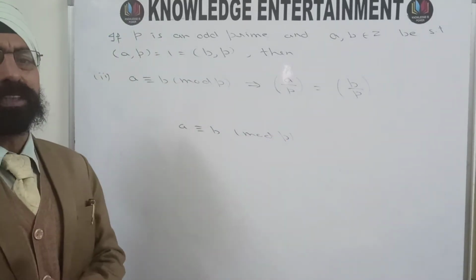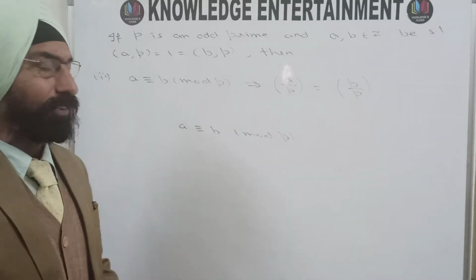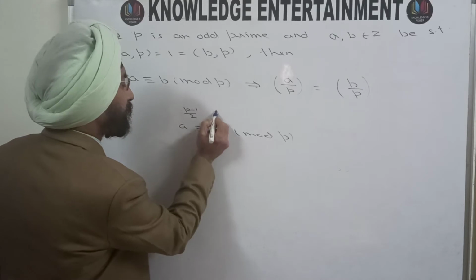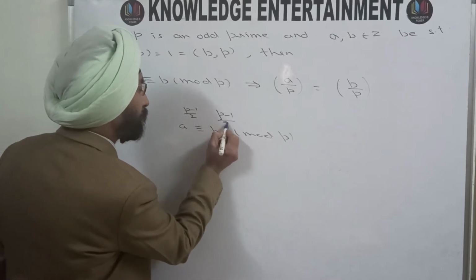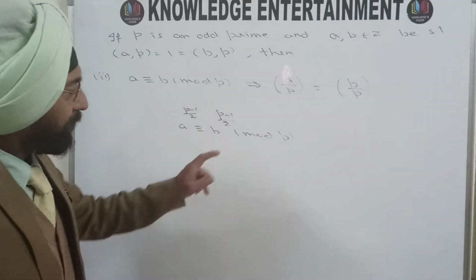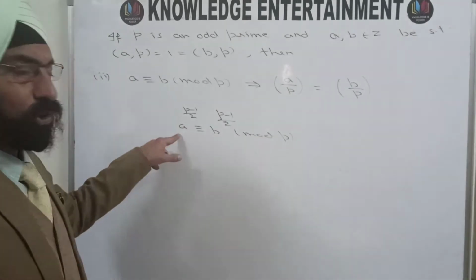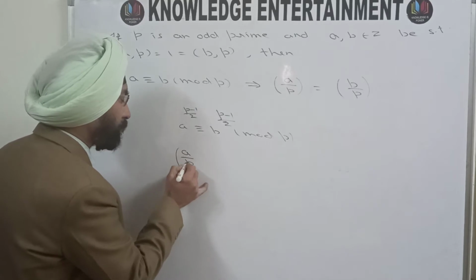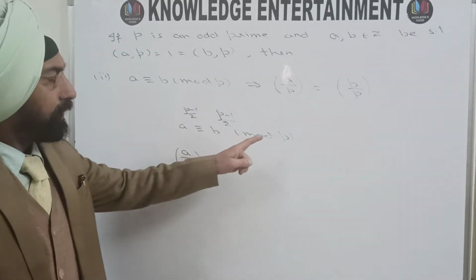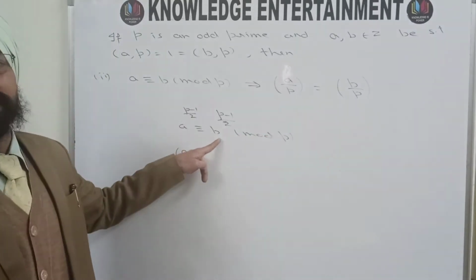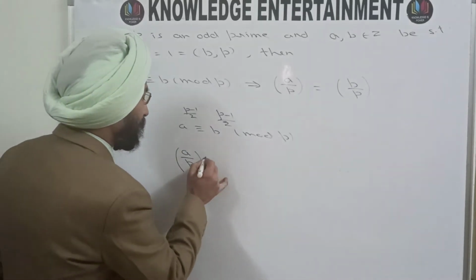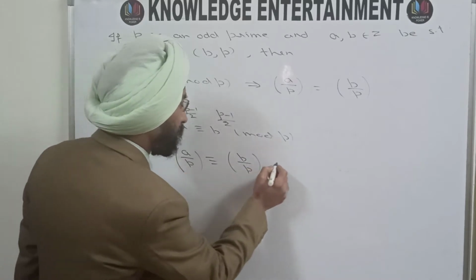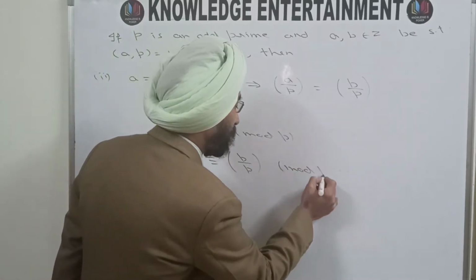Raise both sides of this congruence equation to the power P minus 1 by 2. So A raised to the power P minus 1 by 2 is congruent to B raised to the power P minus 1 by 2. But modulo P, A raised to the power P minus 1 by 2 is congruent to the Legendre symbol A by P. And similarly, modulo P, the right hand side B raised to the power P minus 1 by 2 is congruent to the Legendre symbol B upon P. So they are congruent to each other modulo P.